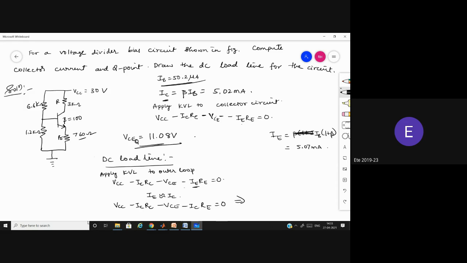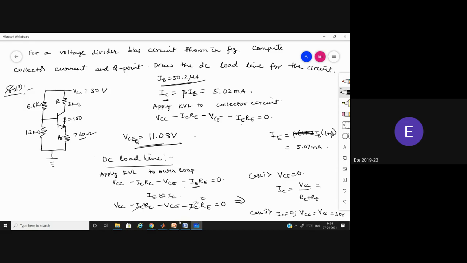Now, taking the conditions, case 1, when VCE is equal to 0, IC becomes VCC by RC plus RE. Case 2, when IC is equal to 0, the drop across the resistors will also be 0. So we will be getting VCE is equal to VCC, that is 30 volts.